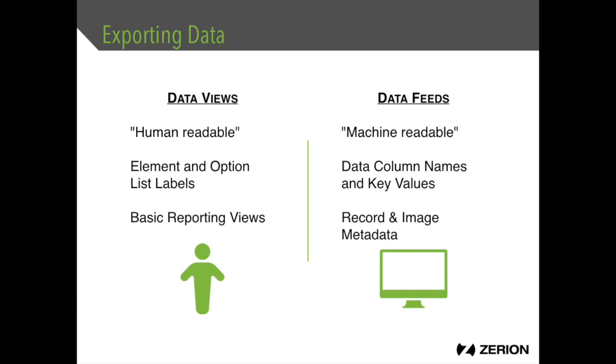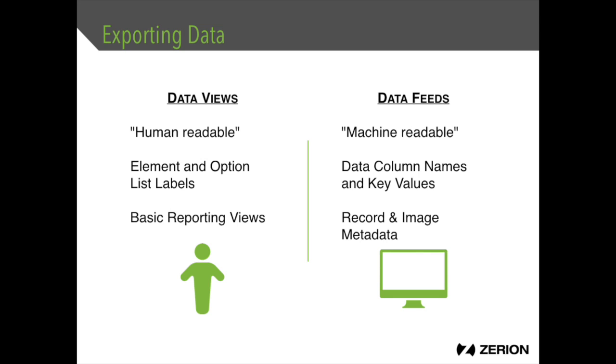Now, if I export my data as a data view, generally speaking, that means I'm going to be able to see the element and option list labels. If you are familiar with form building, you'll know that the label is the text that the data collector sees, so it's what's shown on the device. On the other hand, if you are exporting your records as a data feed, you're going to get the data column name for elements and the key values for option lists. These are the table headers in the database that are stored. These are not the values that the end user sees.